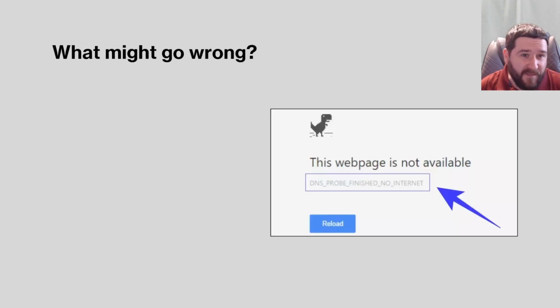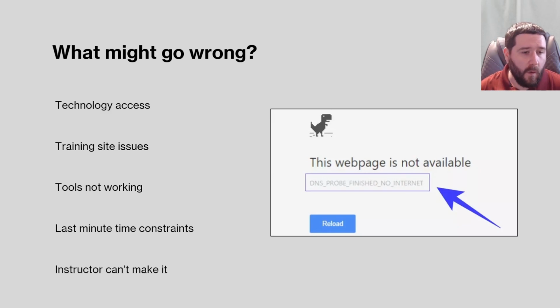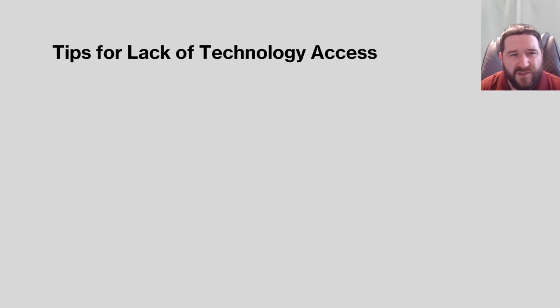Now, there are lots of different things that might go wrong, but today we're going to talk about technology access, training site issues, tools not working, some possible last-minute time constraints, or what to do if your instructor can't make it. Okay, starting off, some tips for dealing with that lack of technology access.